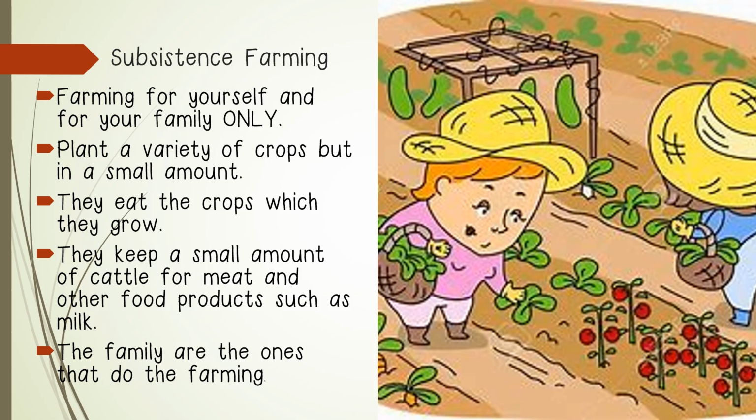The crops that you grow are eaten by you and your family. You keep a small amount of cattle for meat and other food products such as milk. So the meat that you have comes from the animals that you are keeping in your farm. Maybe you have a few cows and you have a few sheep and a few goats and even a few chickens that you will get your eggs from.